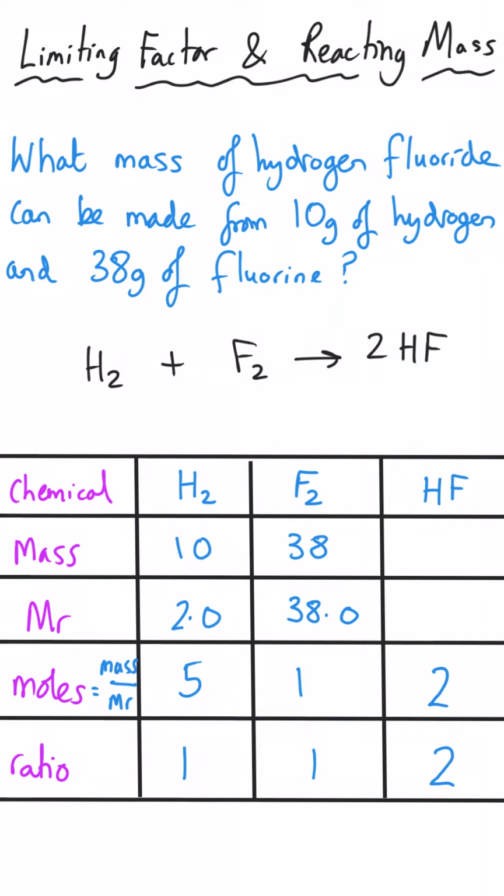The MR of hydrogen fluoride is 20.0, so our final task is to do mass equals MR multiplied by moles, so 40 grams of hydrogen fluoride can be produced. You'll notice that on this occasion, these 2 numbers, when you add them together, you get a bigger number than the 40, and that is because the hydrogen is not all used up. Only 2 grams of that hydrogen will be used up, and 8 grams will be left unreacted.